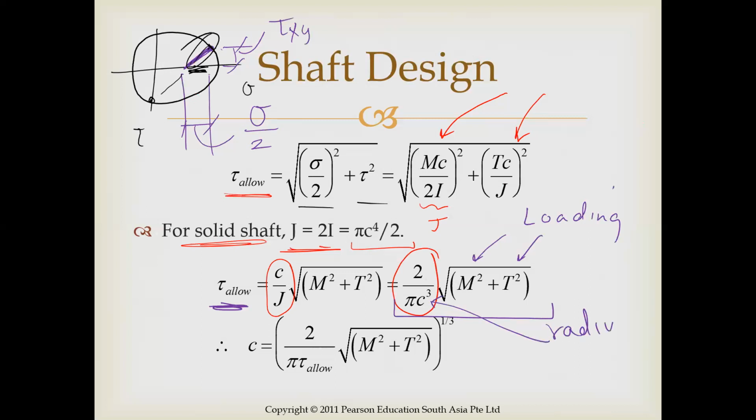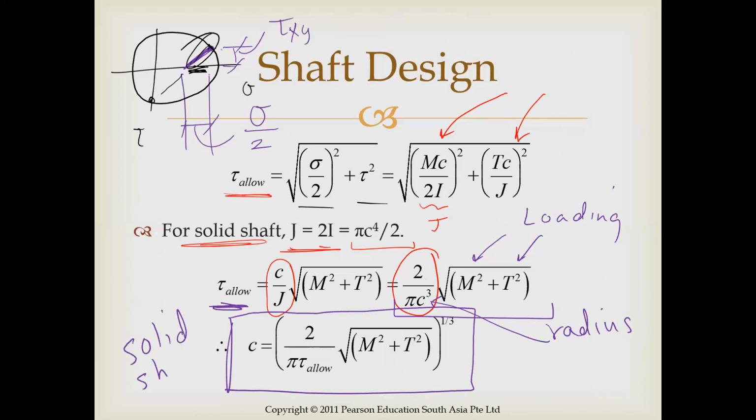and radius. We typically know the amount of loading we're trying to withstand, and then we can back calculate the radius that we need. So the equation to calculate your required radius for a solid shaft is going to be 2 over pi over the allowable shear stress multiplied by the square root of the moment squared plus the torsion squared, and then that whole thing cube rooted. And that'll give you a value for your solid shaft radius.